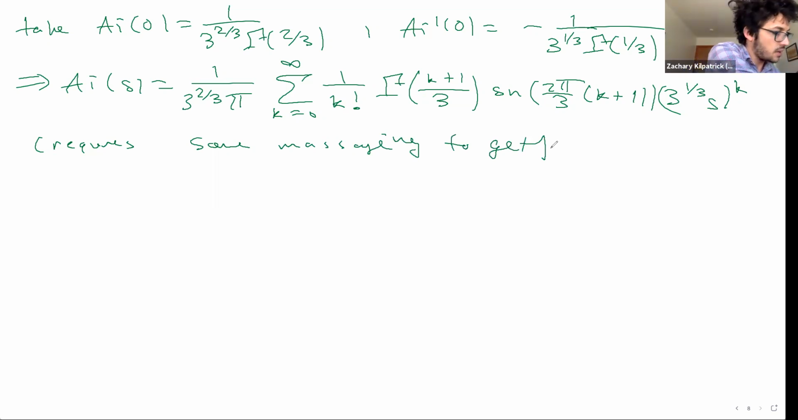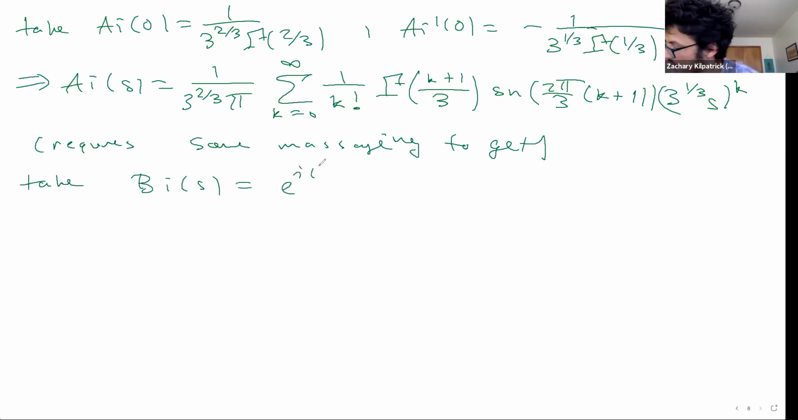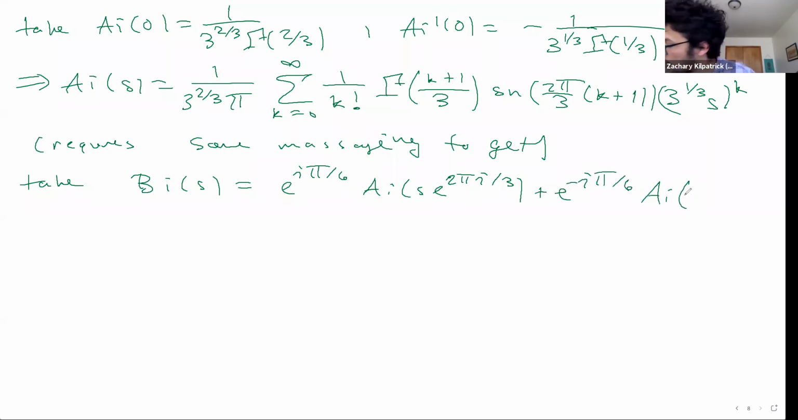And then we can also take Bi to be just some linear combination of different forms of the Ai Airy function. I won't write out the lengthy expression for that, but this is the form of that other Airy function, which is going to be linearly independent.